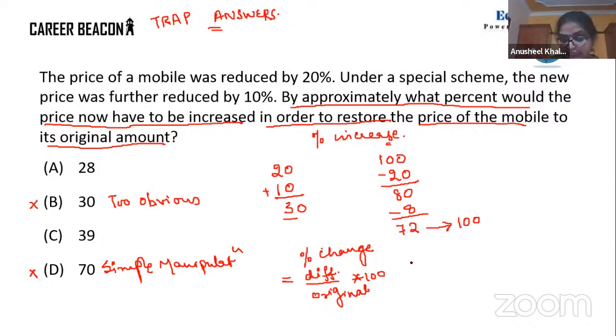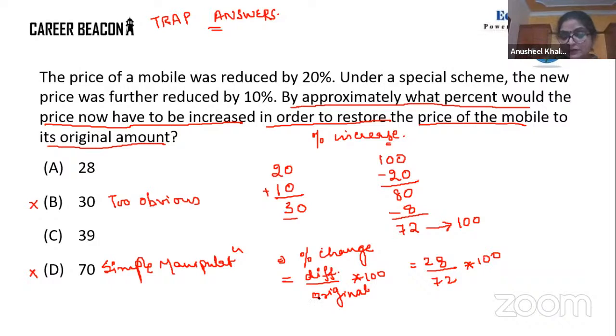Now, what is the difference between 100 and 72? The difference is 28. So we will put 28 here. And what is the original number here? Here, original does not mean the original number that we started with, right? When we are dealing with percent change, the original number is from what value to what value you want to find the change. So now we want to find the change from 72 to 100. So the original number here is not 100, it is 72.